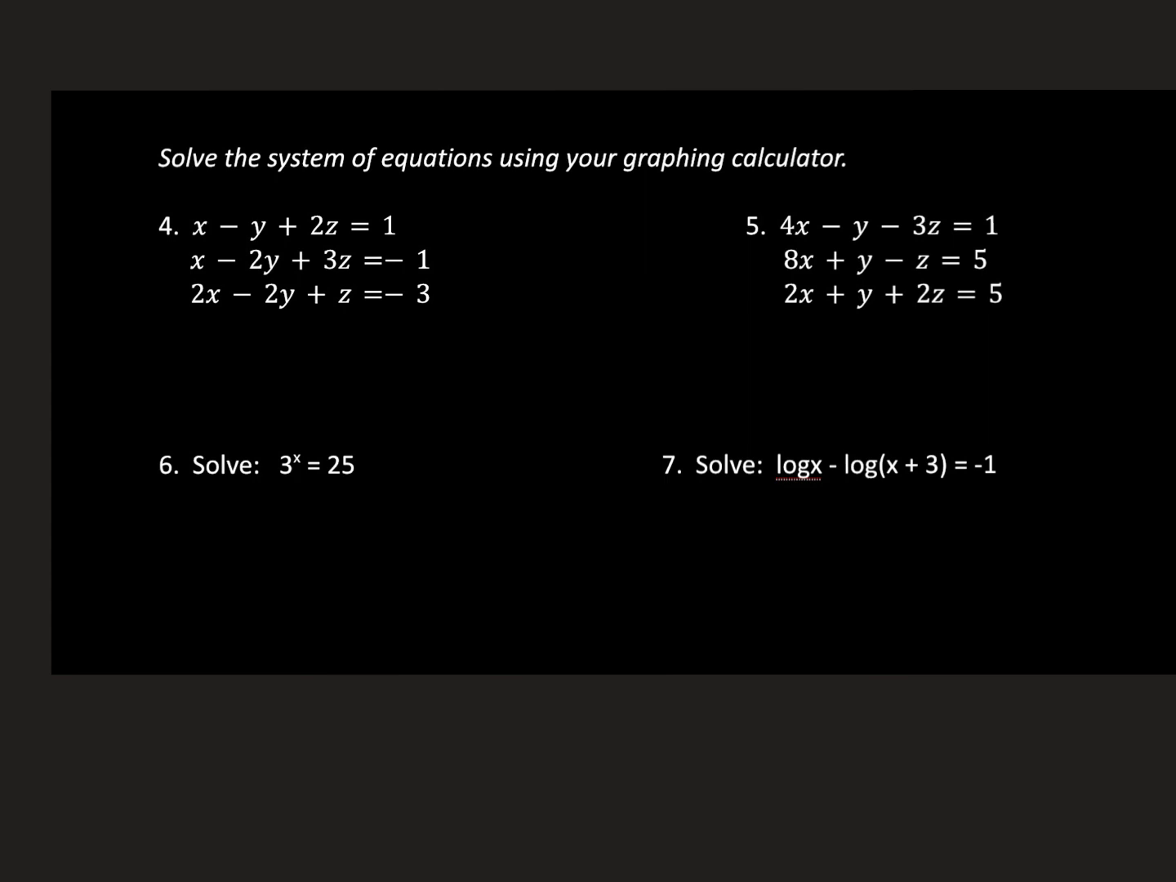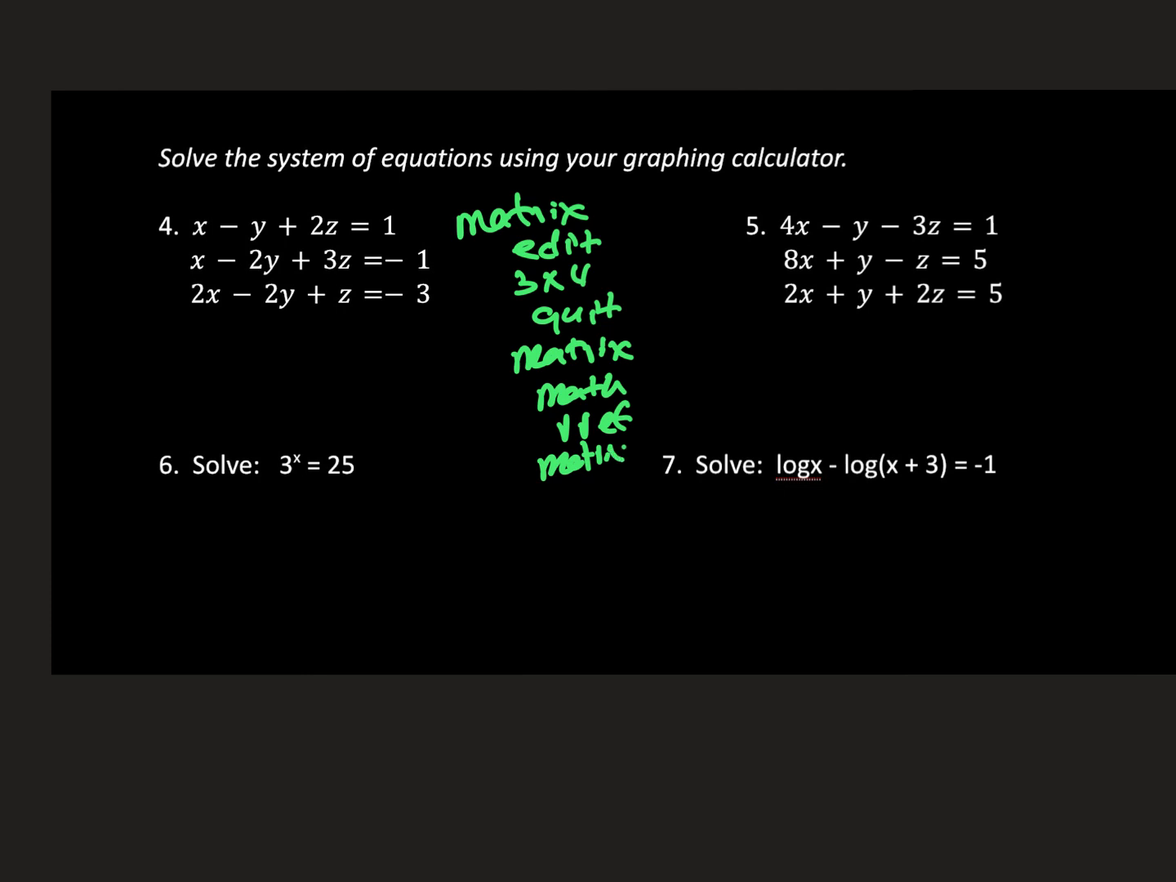This is where I'm going to go to matrix and edit and punch in my 3 by 4 numbers. Then, once I get that, I'm going to go to quit. I'm going to go back to matrix. I'm going to go to math where it says matrix. I'm going to scroll down to RREF, hit that, and then come back to matrix and tell it to use matrix A, which is what I'm using. So I'm going to take a second, punch that in.